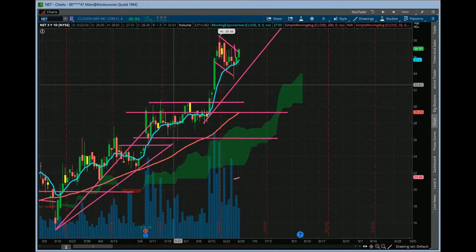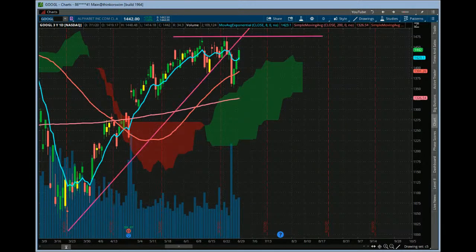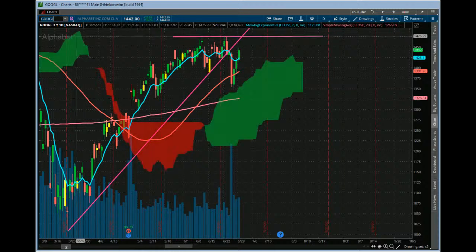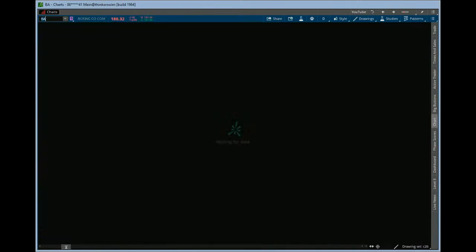NK, what's going on? Yeah, let's see with Google. The Goog. So again, three white soldiers on this one. See if we get some more follow through to the upside. A little bit extra volume today on it, but it's really just got to get above this 1475 level on that one. Boeing. How about Boeing, guys?